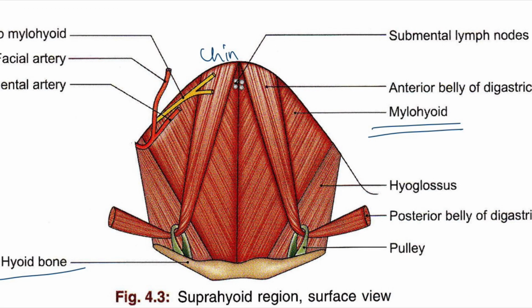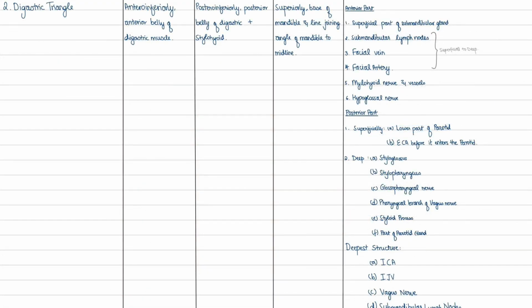As you can see over here, the central line is the midline, which extends from the chin in front all the way to the back of the neck. You can feel this hard structure if you just trace on your own chin and trace it to the back, to the top of the neck. You can feel this hard structure, which is the hyoid bone. So that is the region where the submental triangle lies.